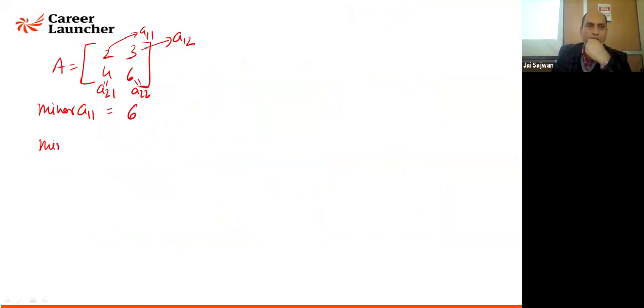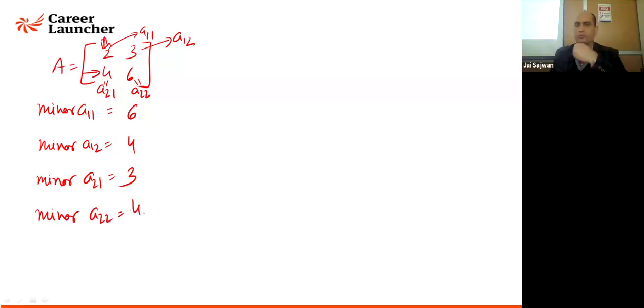What is minor of A12? First row, second column का, you will say 4. What is minor of second row, first column? Look, this is second row, this is first column. तो बचेगा सिर्फ 3. Second row, second column, what is that? 4. ठीक है. Is it fine?